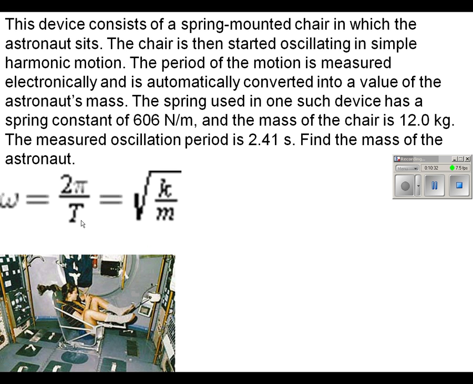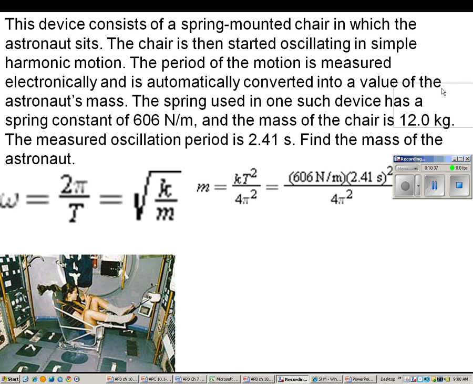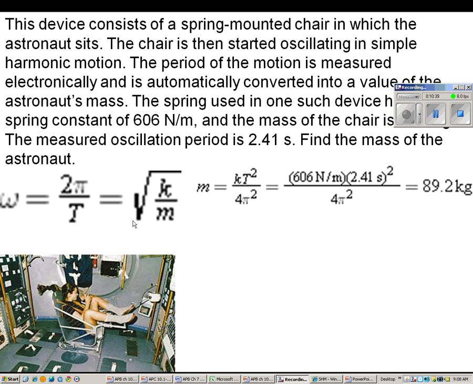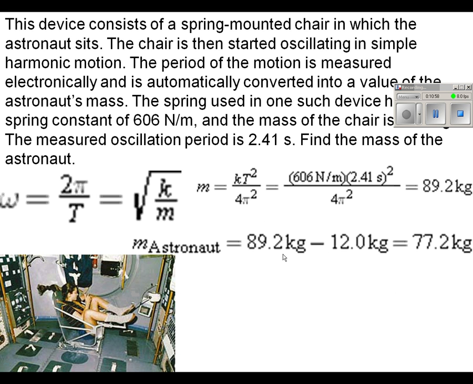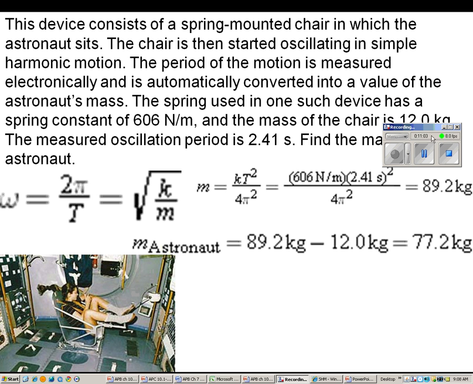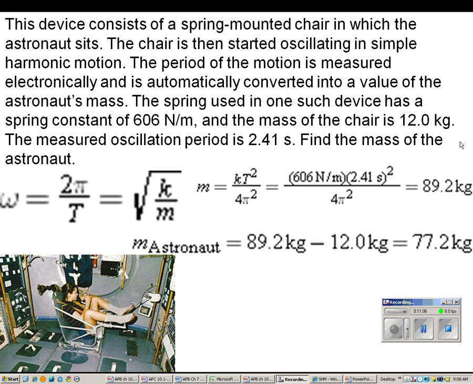So we're going to use omega equals 2 pi over T, which also equals the square root of k over m. Plug in our values here, rearranging this. Actually the best thing to do is square both sides, because then you have 2 pi squared, so that's 4 pi squared over T squared equals k over m. Plug in your values and you'll end up with m equaling 89.2 kilograms. For the mass of the astronaut, though, you have to subtract the 12 kilograms from the chair, so the astronaut is 77.2 kilograms.